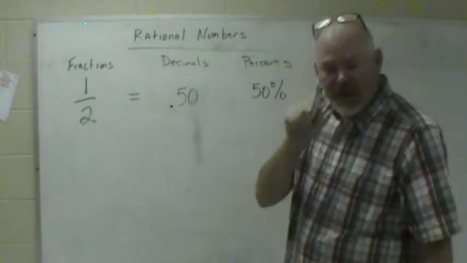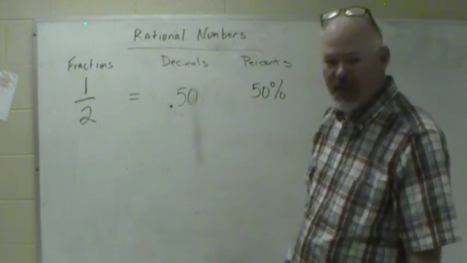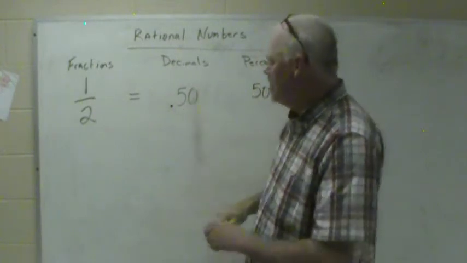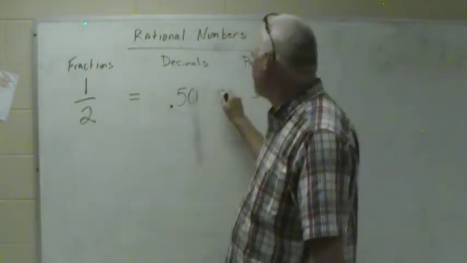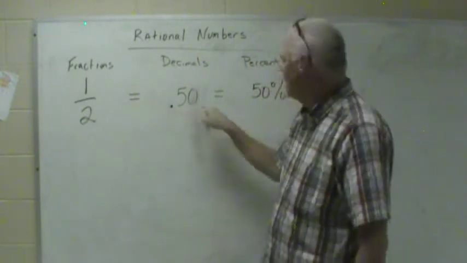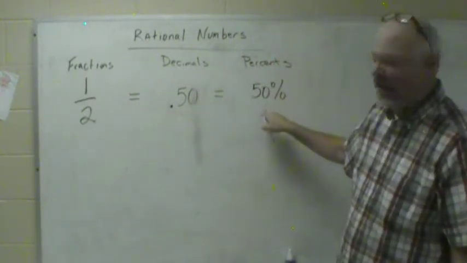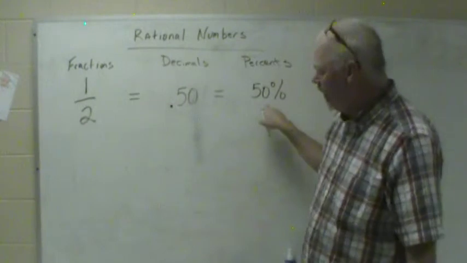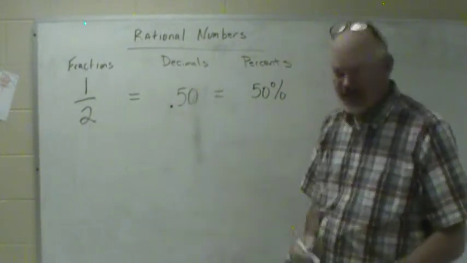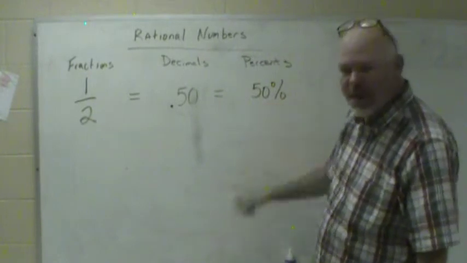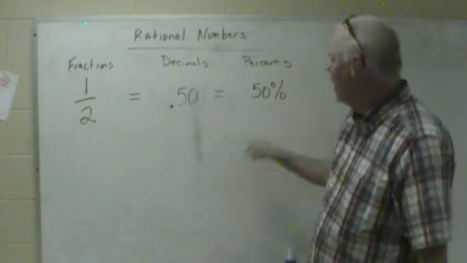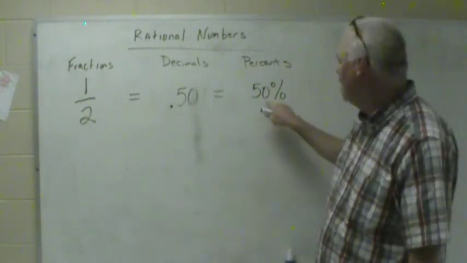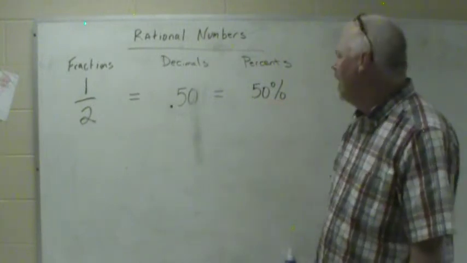Guys, 7th grade, this is the same number written different ways: 1/2 as a decimal is 0.50, and you do that by doing 1 divided by 2. 0.50 as a percent is 50%. How do we go from a decimal to a percent? We multiply it by 100, or just move the decimal 2 places to the right. Remember, percent is always out of 100. You could have got 100 on my quiz, but you only got a 50, right? So that's why percent is always out of 100. All right, let's do another number.